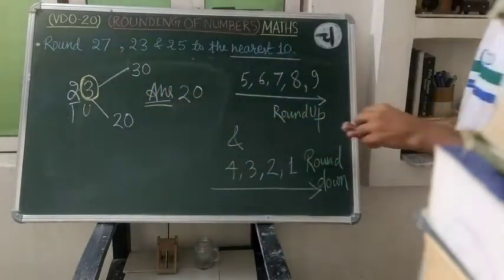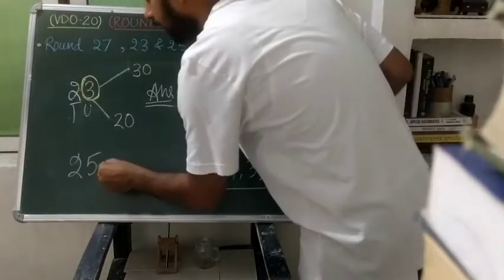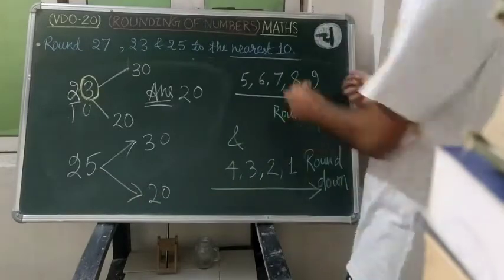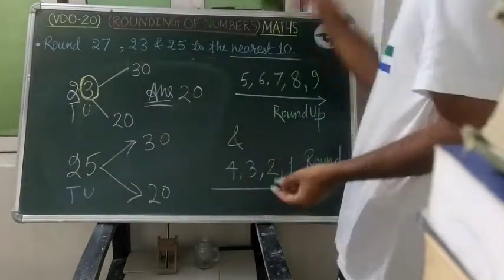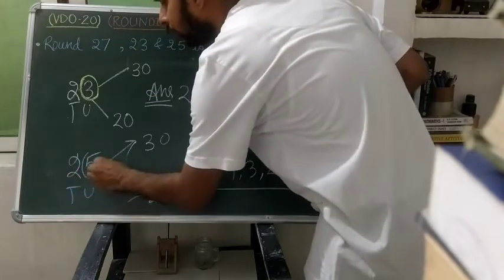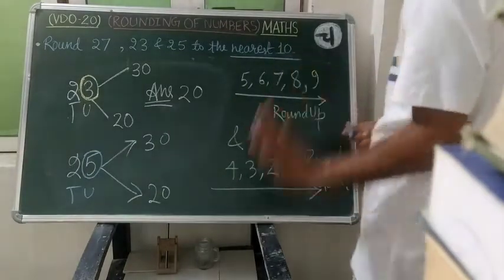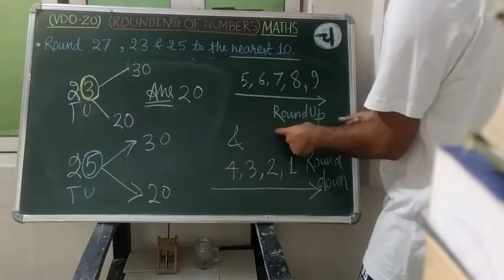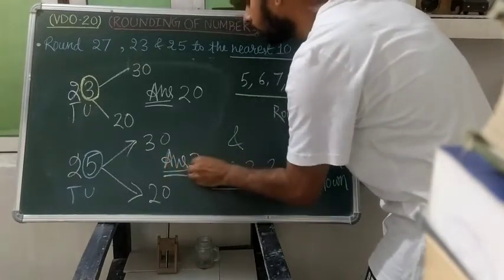In the same way, we have 25. For 25, the up multiple will be 30 and the down multiple will be 20, and we select the digit on the right side of the tens place. That is the units place, and it is 5. For 5, please note, many will have confusion. Of course, for 5 we will round up. So our answer will be 30.